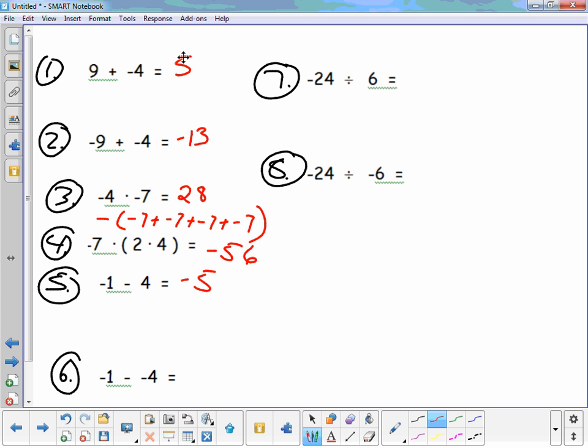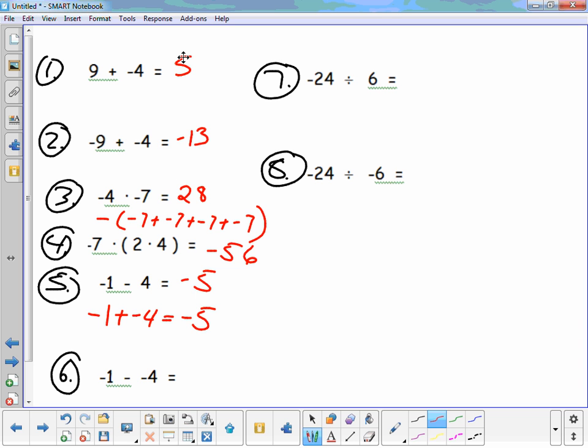Now, the other way that we talked about was using our little integer chips. Or we said that when we think of subtraction, we can always think about adding the opposite. So we take negative 1 and add the opposite. So we're going to add, this is a positive 4, a negative 4, and we will get negative 5.